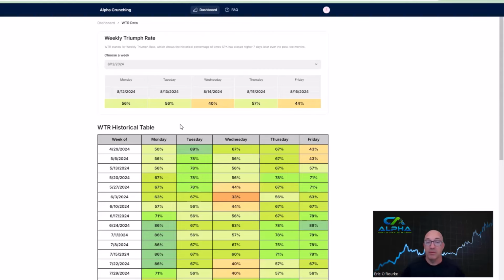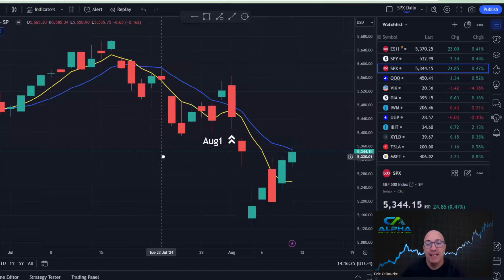The first thing you do before the week begins, you log into Alpha Crunching and look at the WTR and find out which days are above 50%. And this week, it's Monday, Tuesday, Thursday. That's the first criteria. Once the trading week begins, we're going to look at the chart of SPX.